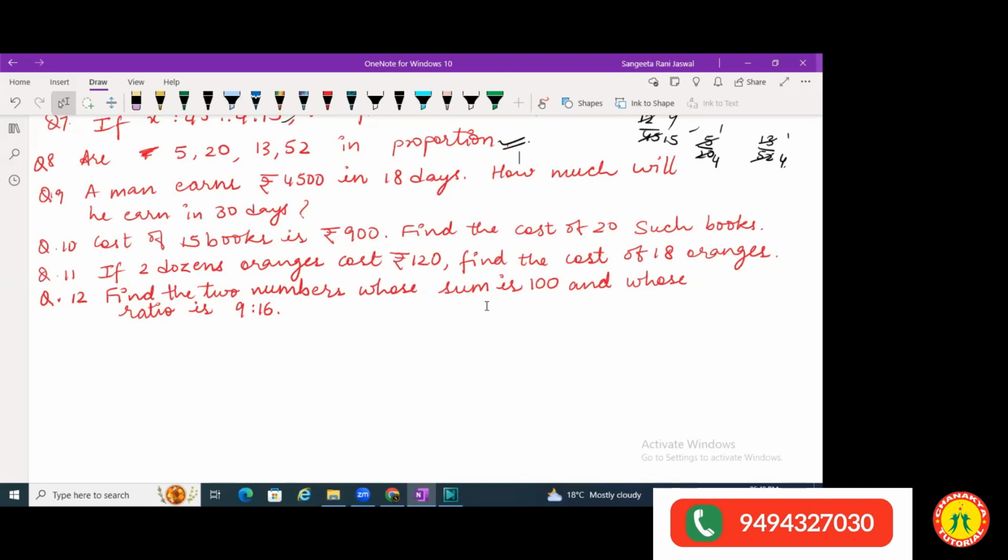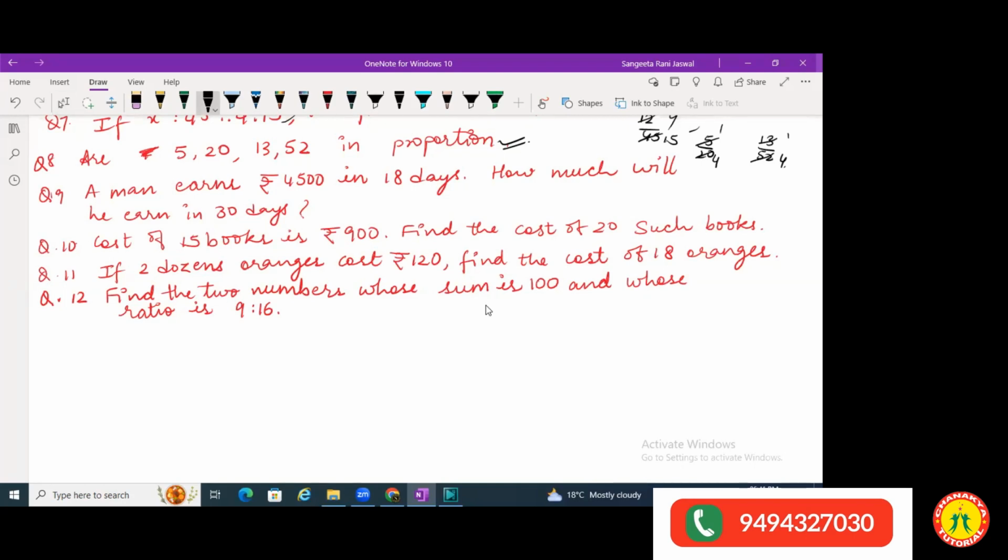Ma'am, I got the 11th one. Great. Ma'am, is the 11th one's answer 180? I'll check better once we do the calculation. Okay. Ma'am, because 2 dozens is equal to 12. So 120 divided by 12 is 10. So each orange costs 10.